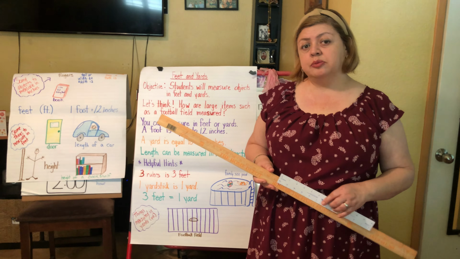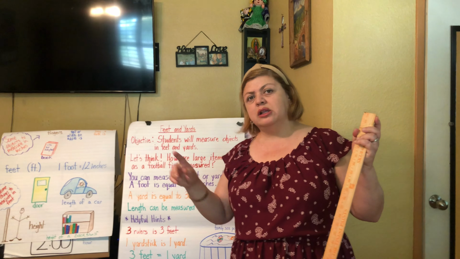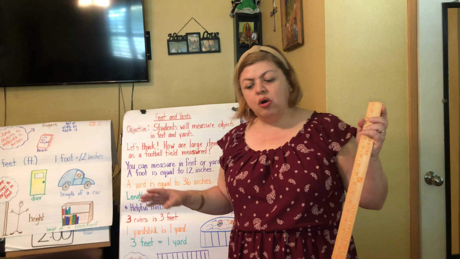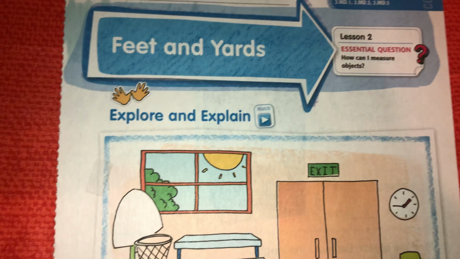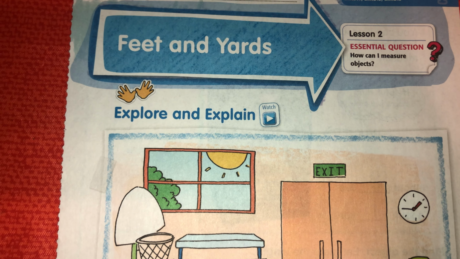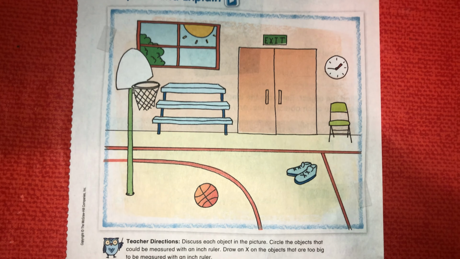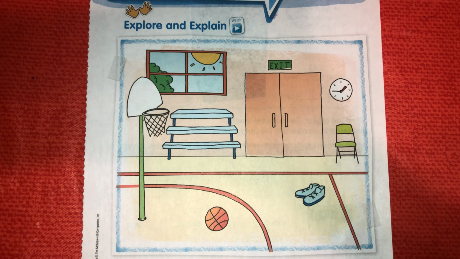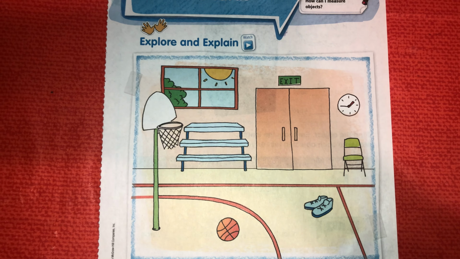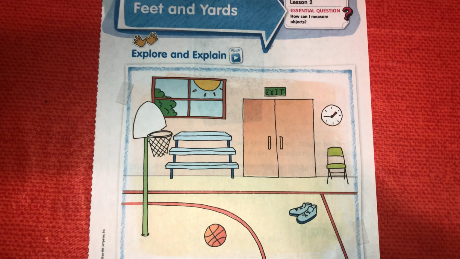So I want to go over a little page that is in your book, but I want to look at it carefully and go over it together. Okay, so let's look at page 651 in the math book. Up at the top it says feet and yards. And here at the bottom it says teacher directions. Discuss each object in the picture. Circle the objects that could be measured with a 1-inch ruler and draw an X on objects that are too big to be measured with an inch ruler. Okay, so here's our ruler.